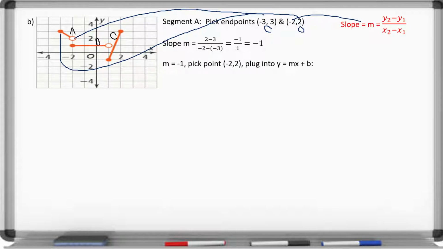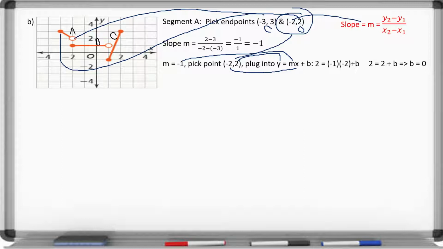So now we know the slope is negative 1. We're going to pick this point, negative 2, 2. And then, so we're going to plug in 2 for y, negative 2 for x, and negative 1 for m. So plugging this in, 2 equals negative 1 times negative 2 plus b.